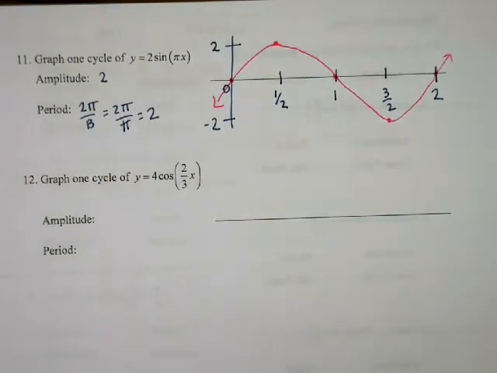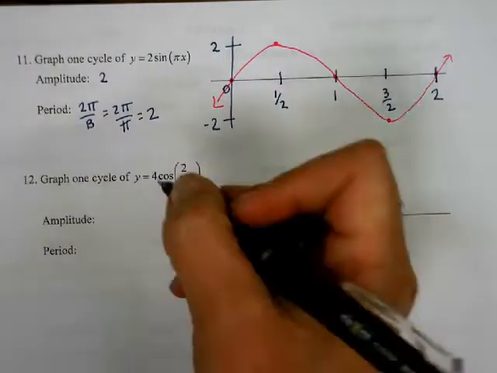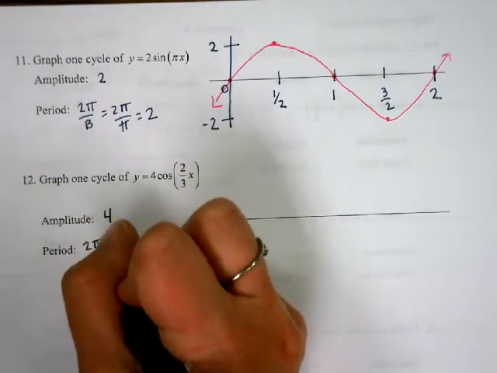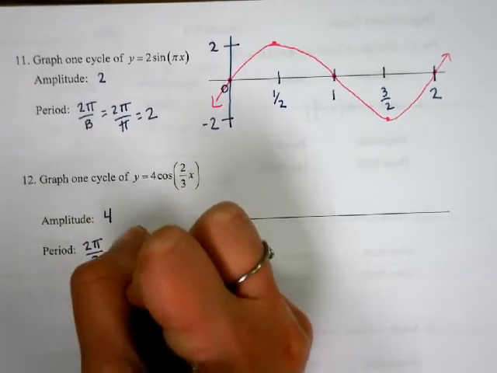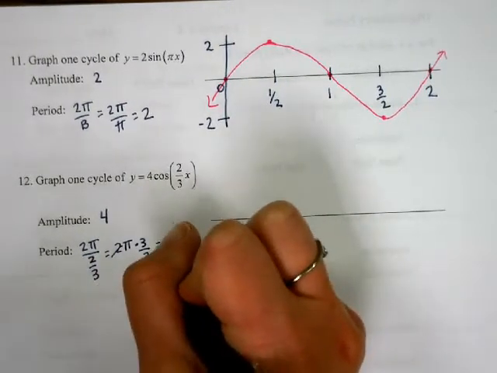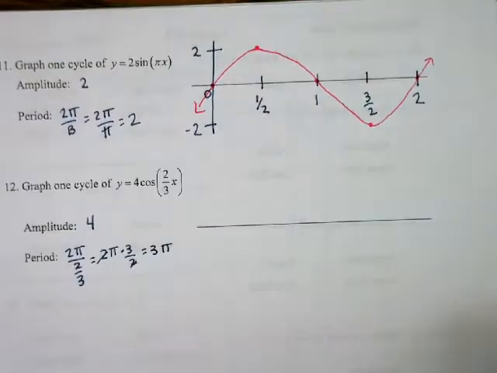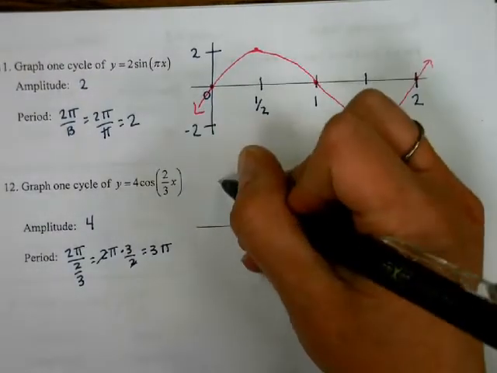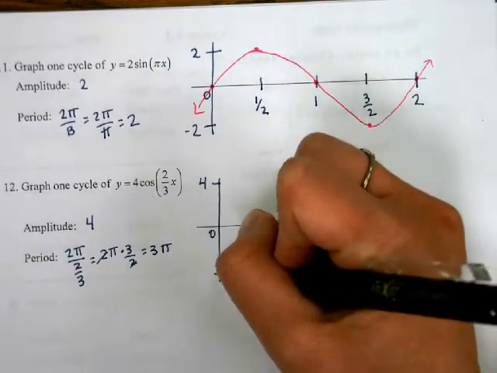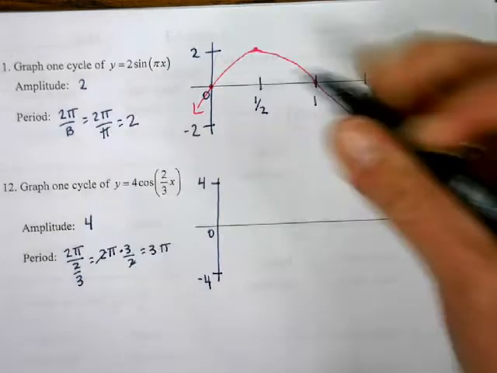Okay, let's try one more. Graph one cycle of 4 cosine of 2/3 x. Okay, so my amplitude is 4. My period is 2 pi over 2/3, or 2 pi times 3 halves, or 3 pi. Okay, 0, 4, -4, make sure you put a 0 there. This endpoint is 3 pi.